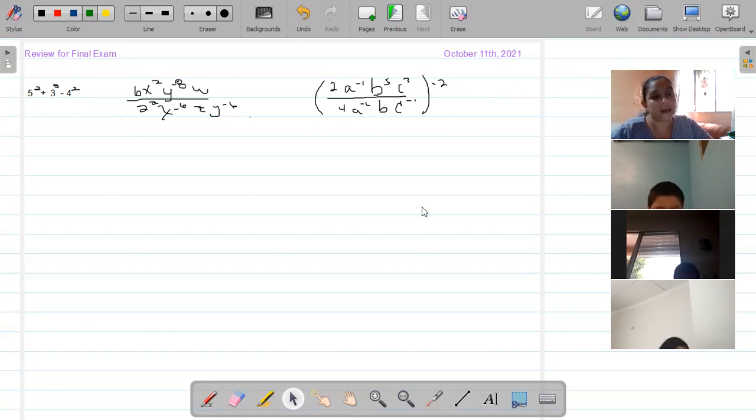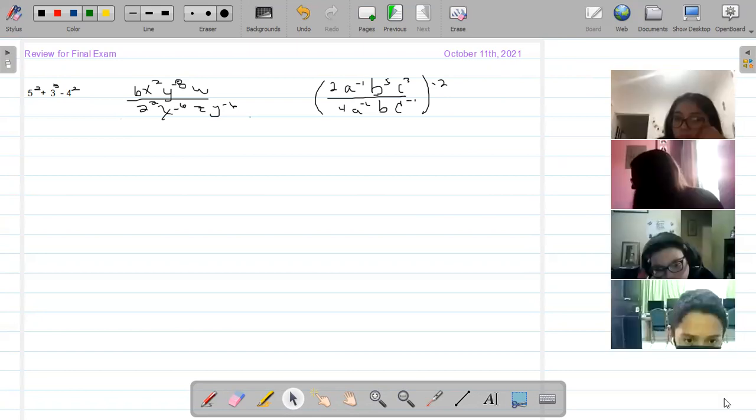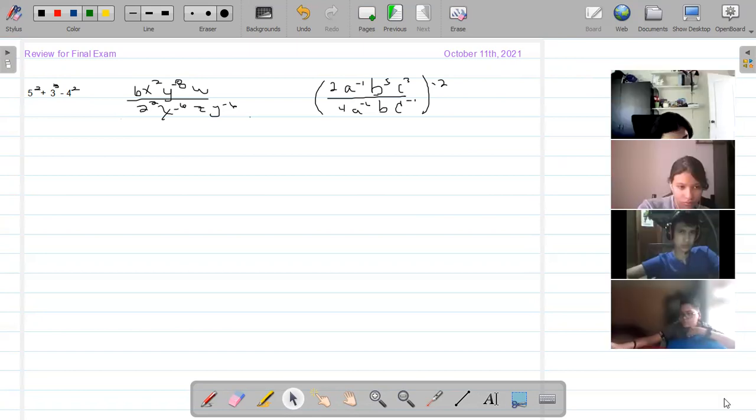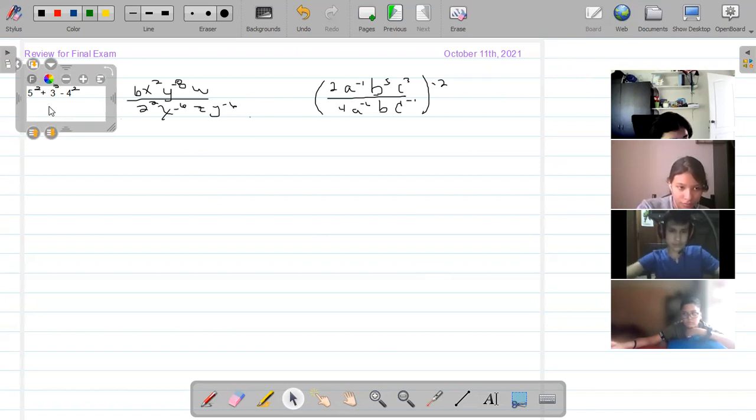Okay, so we have the first exercise. We're going to do 3 exercises today. 5 to the square plus 3 to the cube minus 4 to the square. And I would like to have Catherine helping me out solving this exercise. Catherine, you need to tell me exactly what to do, okay? Step by step. You tell me what should I write in there and what we're going to be doing, okay? So whenever you're ready.